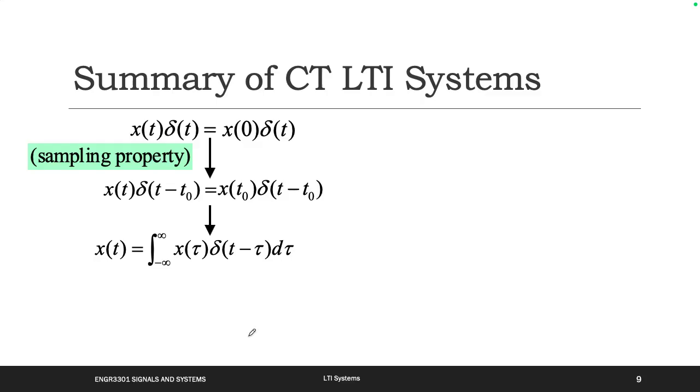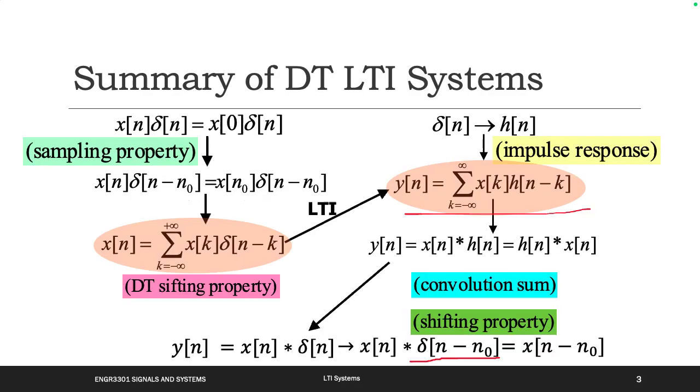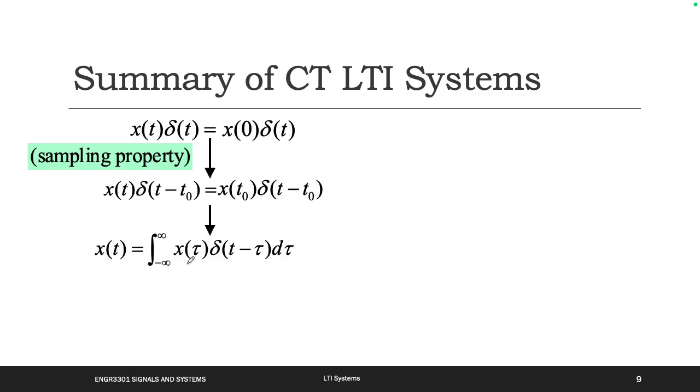Do you remember the difference between this one and this one? Yeah, one is summation, and one is integral. Because one is discrete, one is continuous. Am I right? So that's the reason why here is this symbol. Okay, and then this is the CT shifting property.